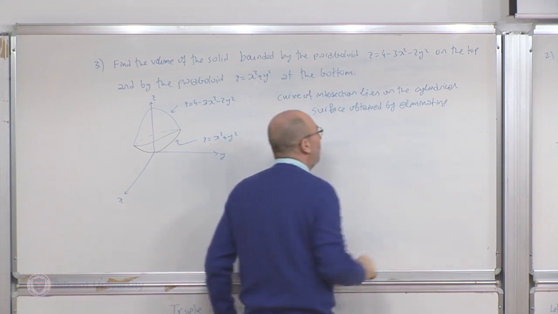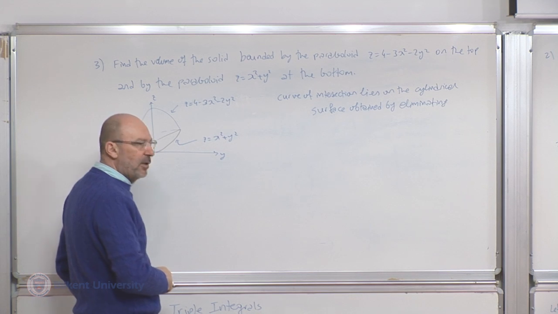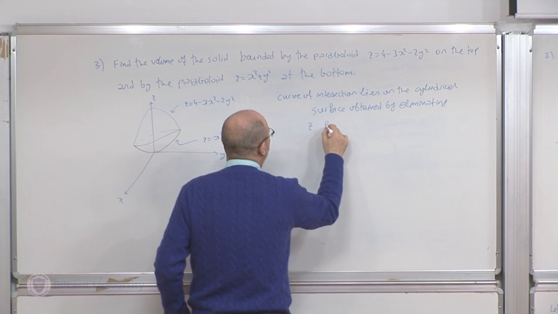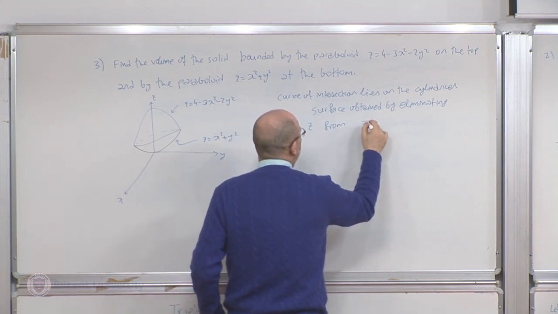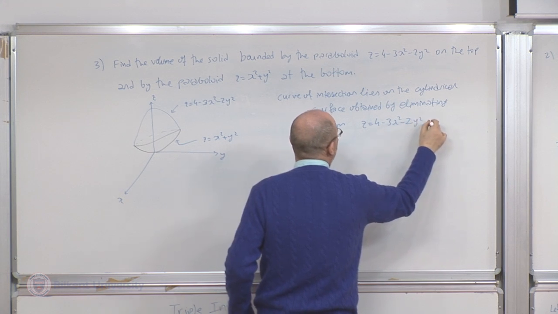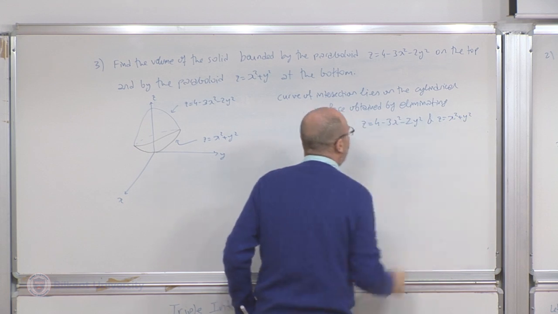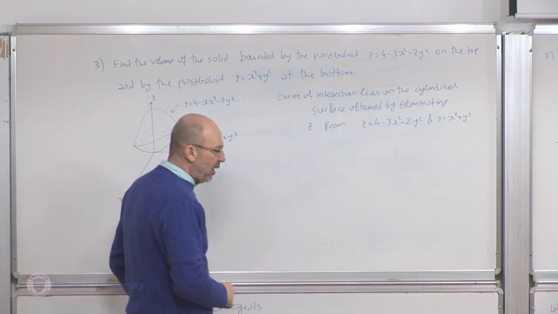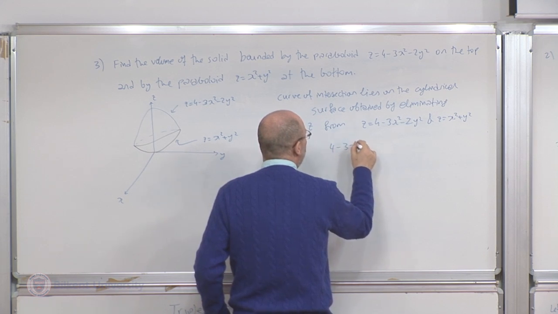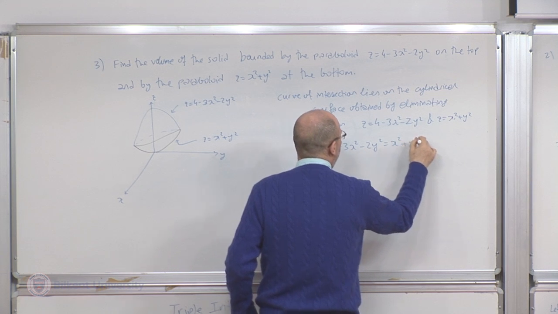I'm writing this only once; in other problems this goes through your mind within a split second and you apply it: by eliminating z from z equals 4 minus 3x squared minus 2y squared and z equals x squared plus y squared. When you eliminate z you get 4 minus 3x squared minus 2y squared equals x squared plus y squared.